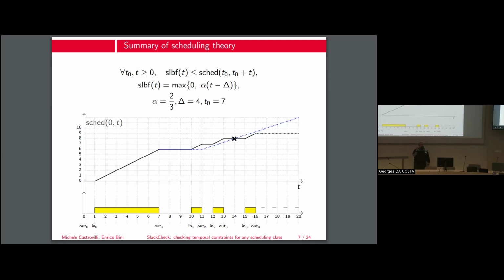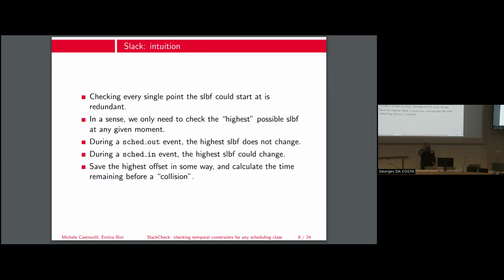Therefore, how do I check it? How do I actually check all of this? Of course, I know that checking every single point of the scheduling function is a little bit unfeasible, because it would mean saving every point.